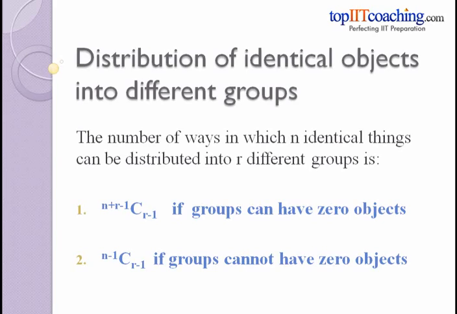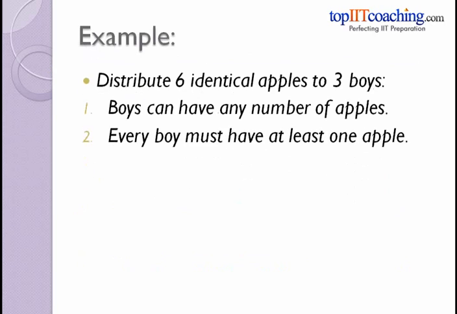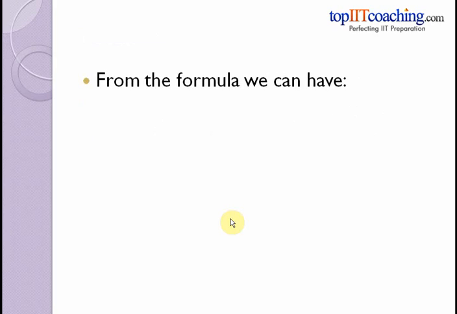So let's try to understand this concept through an example. Distribute 6 identical apples to 3 boys such that boys can have any number of apples, and the second condition is every boy must have at least one apple. Here n is equal to 6 and r is equal to 3.